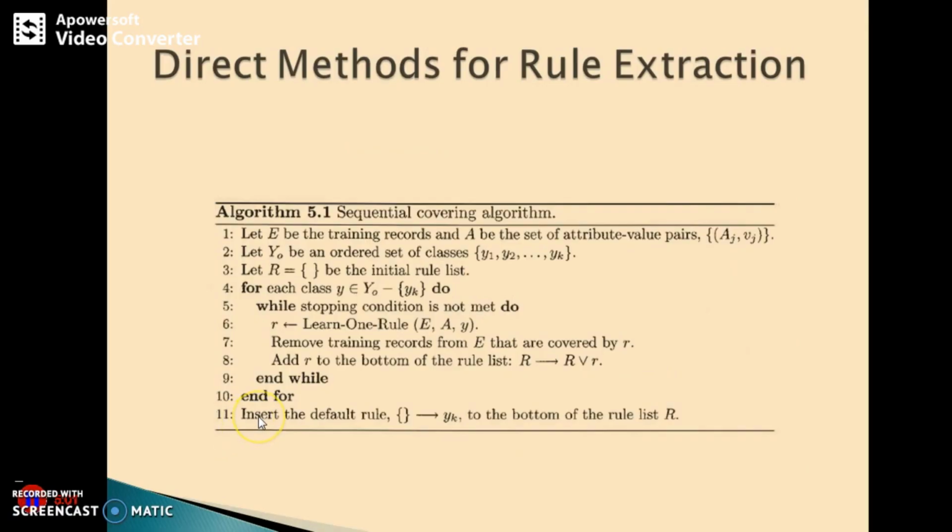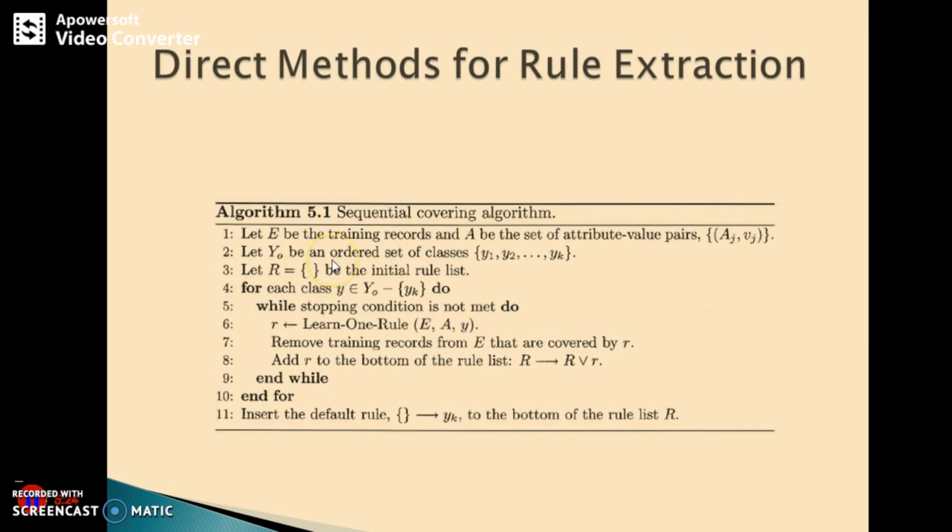Okay, so we call this algorithm the sequential covering algorithm. As per this algorithm, it is about rule extraction. So how are the rules extracted one by one? Initially we start with the empty rule list, that means no rules are generated. So let's start generating the rules. Initially the list is empty.